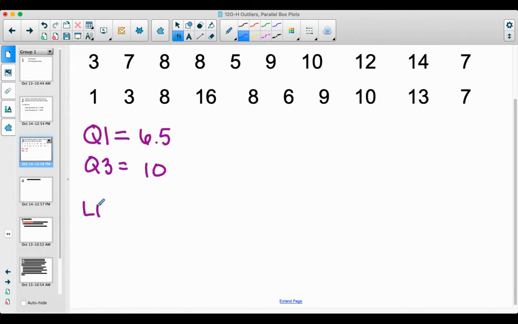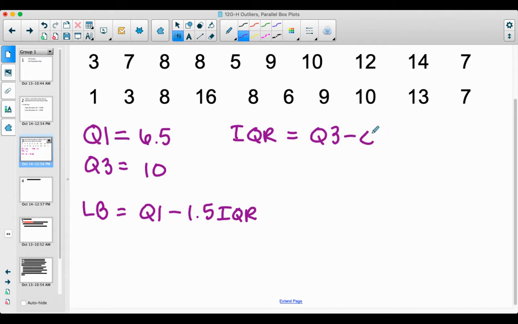So let's do our lower boundary first. Our lower boundary we know is Q1 minus 1.5 IQR. Our interquartile range is our IQR, which is Q3 minus Q1. And so we have 10 minus 6.5. And so our IQR is 3.5. So we'll need to know that.